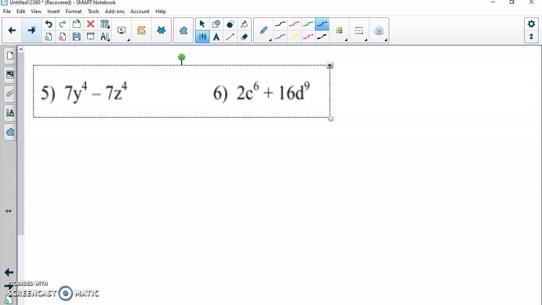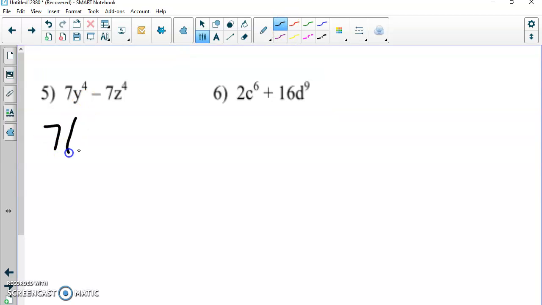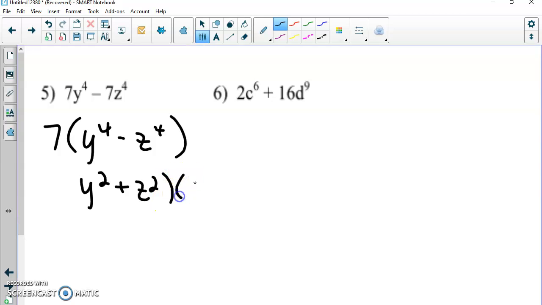Alright, take a few minutes and try to factor numbers 5 and 6. Do not forget about taking out a GCF. So number 5, GCF of 7, y to the 4th minus z to the 4th. Difference of perfect squares. This is y squared squared, so y squared plus z squared, y squared minus z squared.